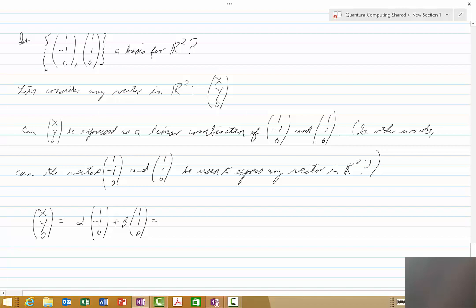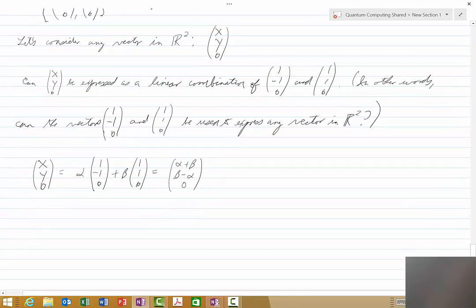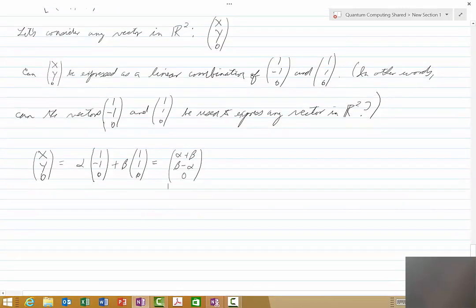Well, this would be equal to alpha plus beta, beta minus alpha, 0. Now for this vector on the left-hand side to be equal to the vector over here on the right-hand side, we must have the following. Alpha plus beta would have to be equal to x, and minus alpha plus beta would have to be equal to y.